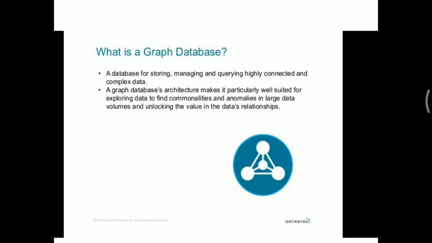Let's get into the graph DBMS. A graph DBMS is used for storing, managing, and querying highly connected and complex data. Its architecture makes it particularly well suited for exploring data to find commonalities and anomalies in large data volumes, and also for unlocking the value in data relationships. This is what a graph database is.